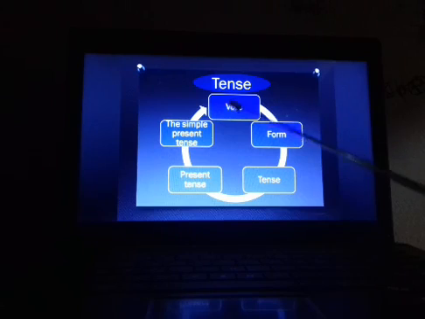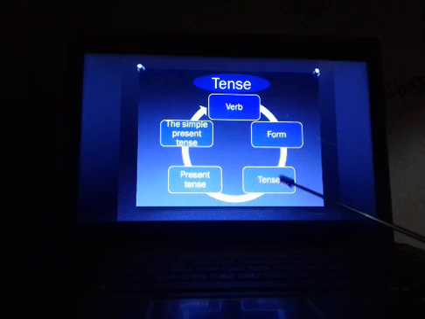Okay, so students, a verb has many forms, and what is form? Form is another part, or you can say it is different but related to this verb. And if any form can show a specific time for doing an action, when it exists or when it existed or when it will exist, then we say this is tense.